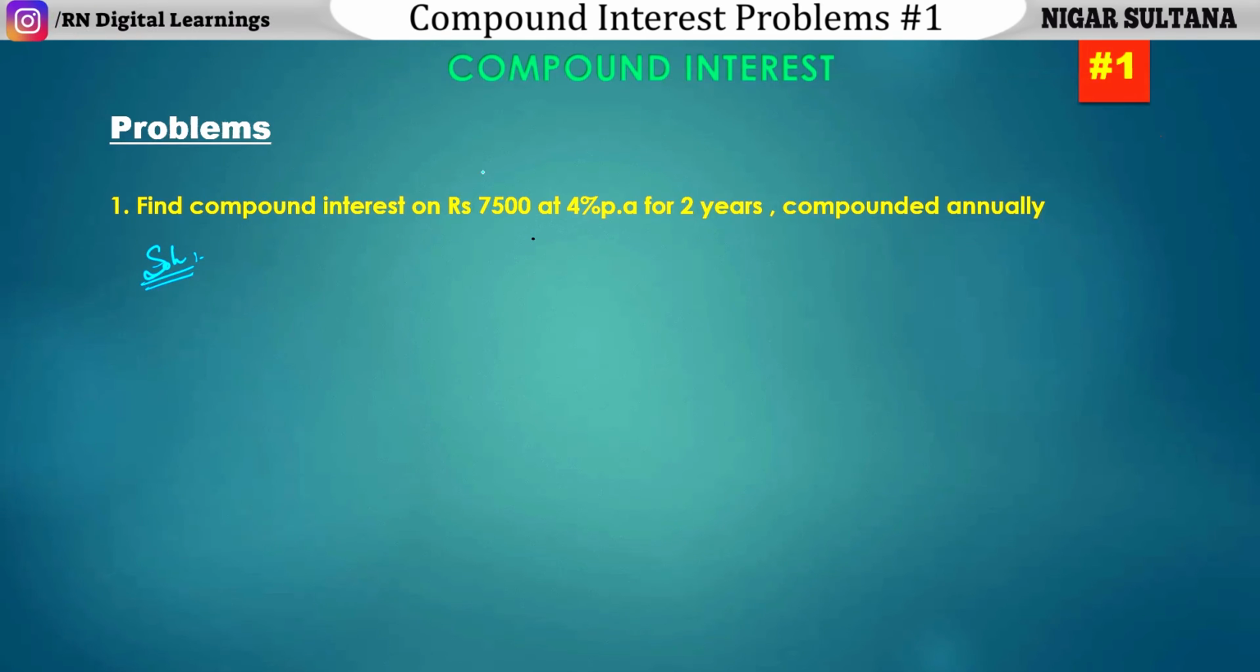So what is the given? This is our principal amount, P is equal to 7,500. Next, this is our rate of interest, R is equal to 4%. This is our time, that is T or N.